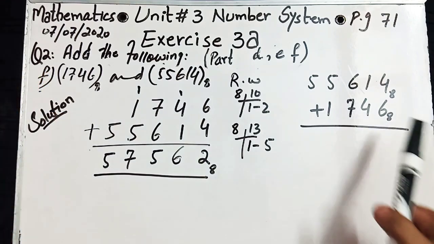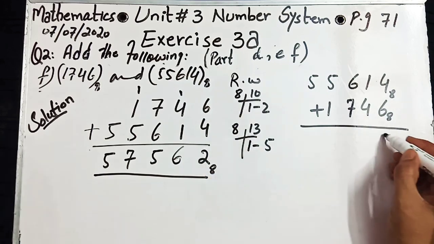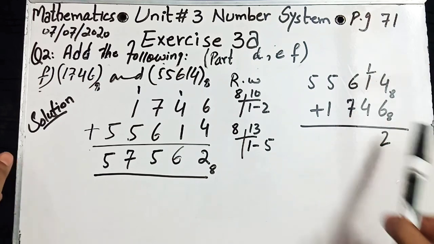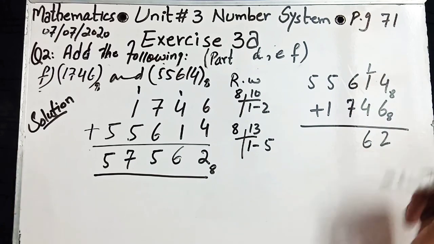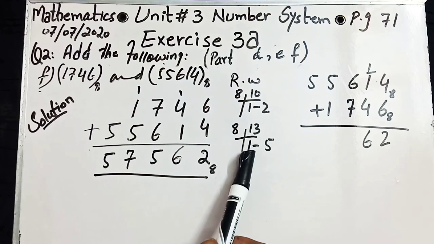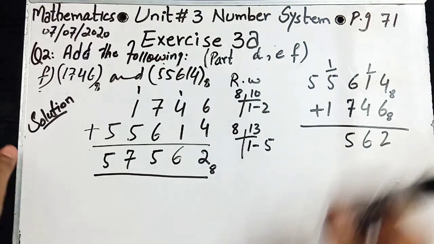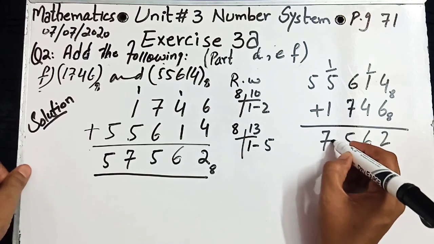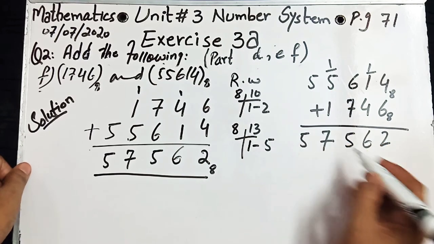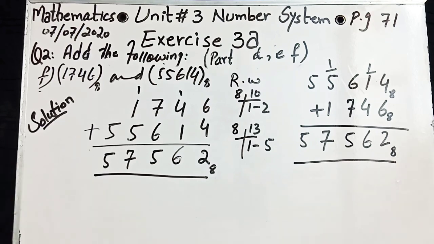Apply the same method. 6 plus 4 is 10. 10 equals 12. 2, 1 carry. 3, 4, 5, 6. 6 is less than 8, so copy it as it is. 6 plus 7 is 13. 13 equals 15. 5, 1 carry. 5 plus 1 is 6. 6 plus 1 is 7, less than 8, so copy it as it is. 5 as it is, less than 8. Now it's the base 8 system. That's why we put base 8. Clear?